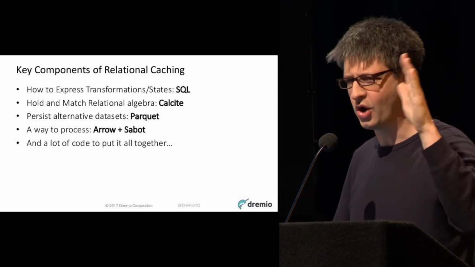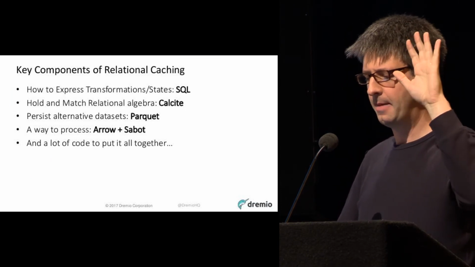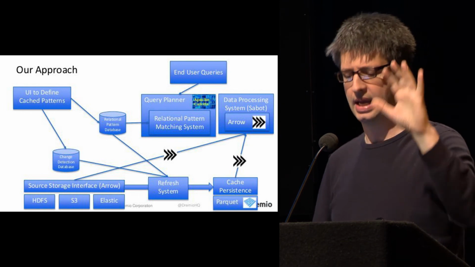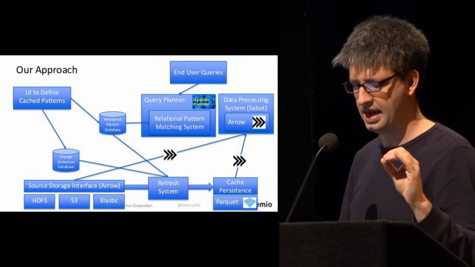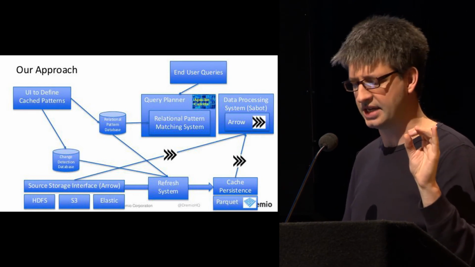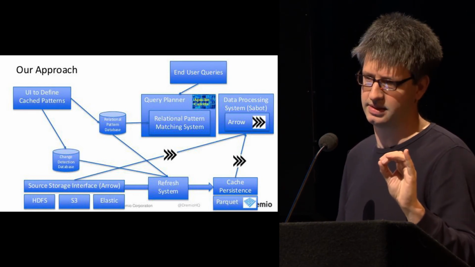Yeah, so there's a lot of other code that got put in there. You can go look at it on GitHub. But this is kind of how it came out, okay? Basically, you're going to have a UI to define your different cached patterns, and that's going to interact with two different things, a change detection database and a relational pattern database, okay?